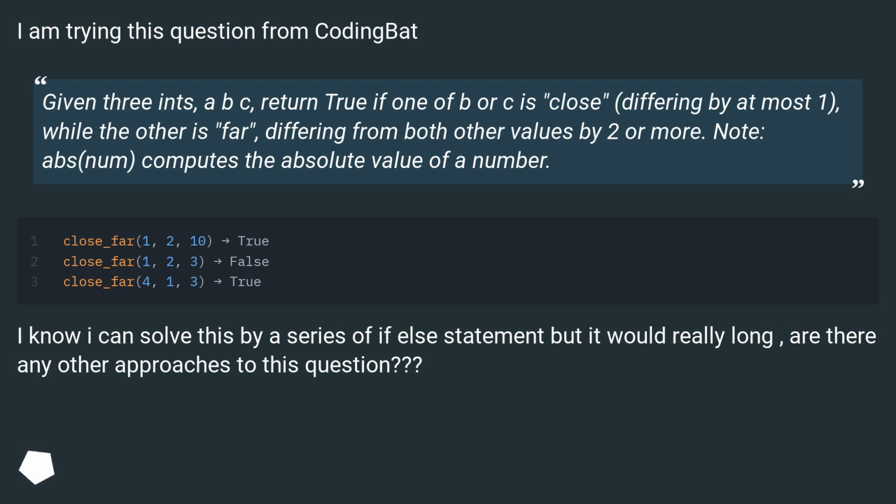I know I can solve this by a series of if-else statements, but it would be really long. Are there any other approaches to this question?